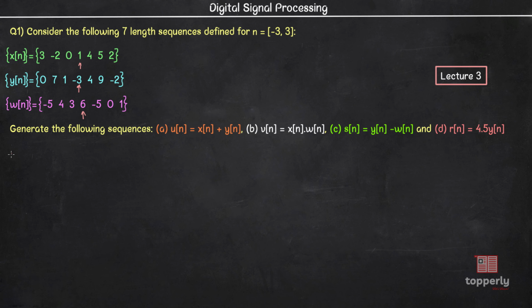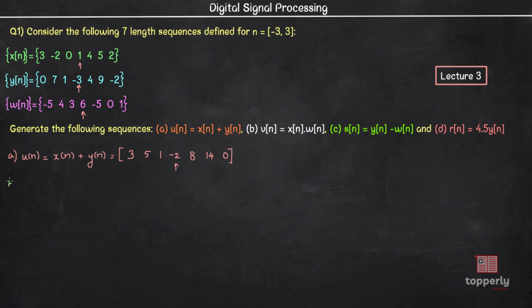Okay, so we have u of n equal to x of n plus y of n, which is 3 plus 0, which is 3, minus 2 plus 7, which is 5, 0 plus 1, which is 1, 1 plus minus 3, which is minus 2, 4 plus 4, which is 8, 5 plus 9, which is 14, and finally 2 plus minus 2, which is 0. So this is our sequence u of n.